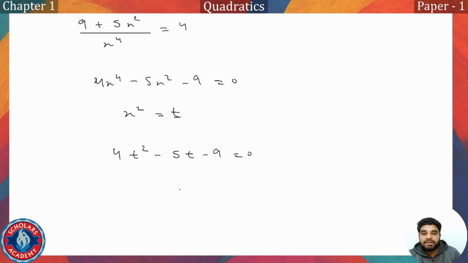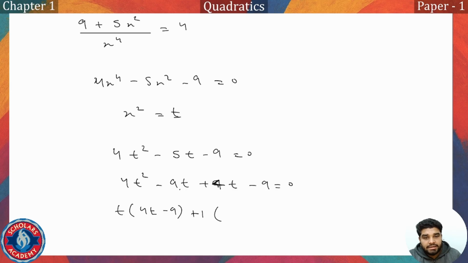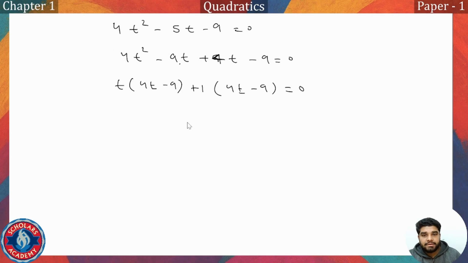So if I simplify it, the product over here is negative of 36 and sum is negative 5. So I can write it as 4t square minus 9t plus 4t minus 9 is equal to 0. If I take t common, I get 4t minus 9. If I take 1 common, I get 4t minus 9 is equal to 0. Alright, so I get 4t minus 9 and t plus 1 is equal to 0.